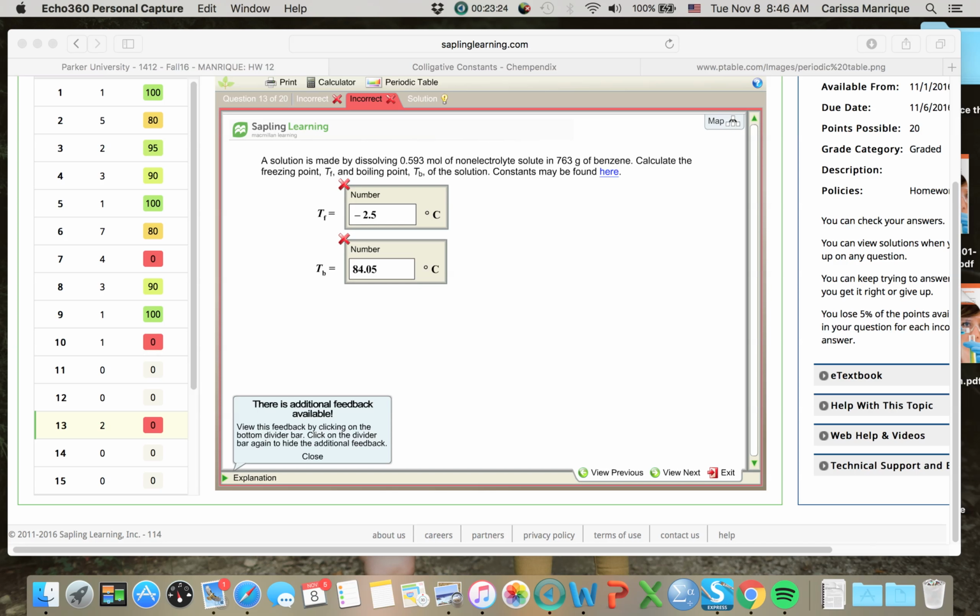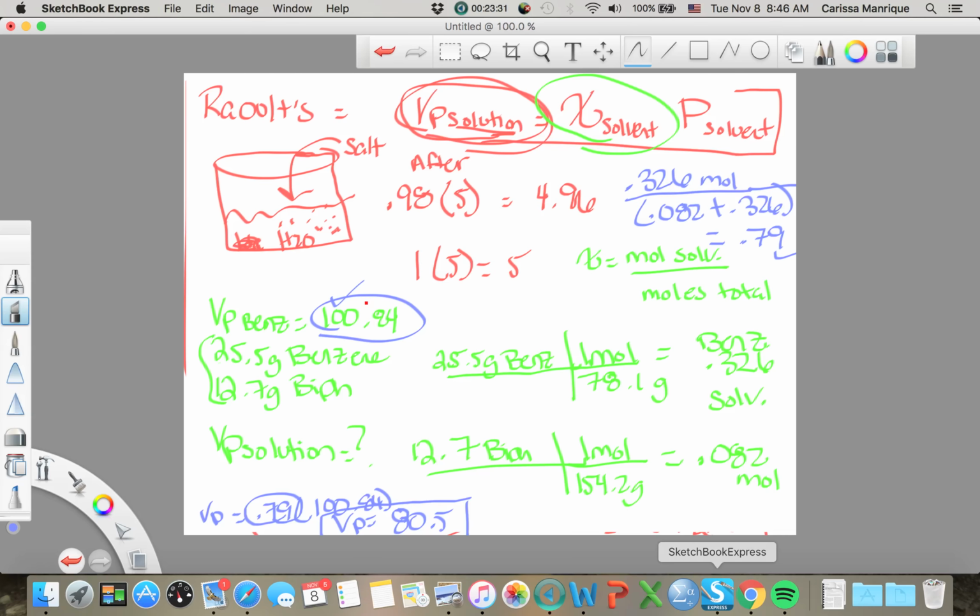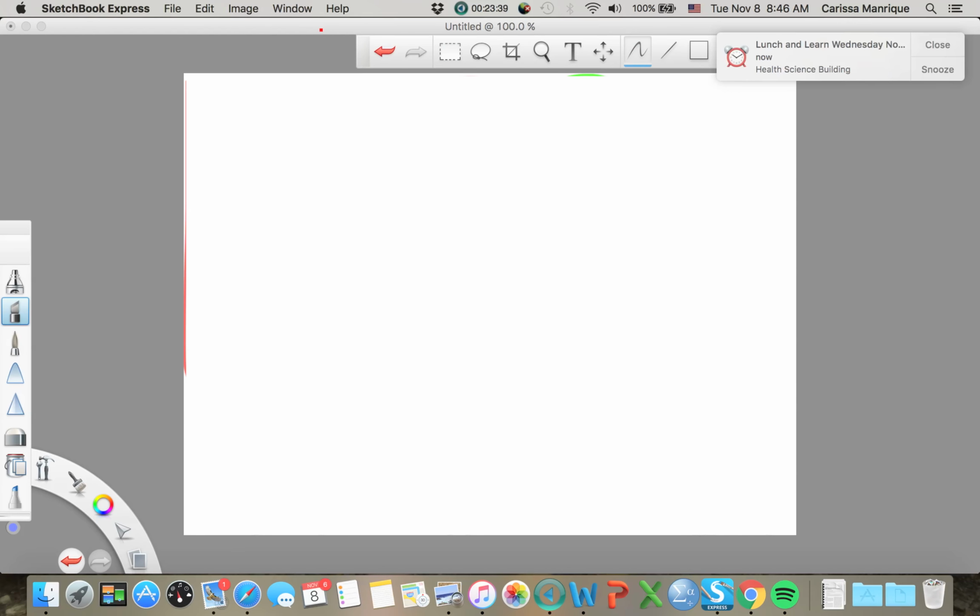Now, how do we solve that? Well, you're going to use specific formulas for freezing point and boiling point. Now, I'm just going to do freezing point because boiling point's almost exactly the same calculation. So the change in freezing point is what we're actually going to solve for. That is the constant times the molality of the solution. Now molality is different from molarity. Molality is moles of solute over kilograms of solvent. Molarity is moles of solute over liters of solution, so it's different.